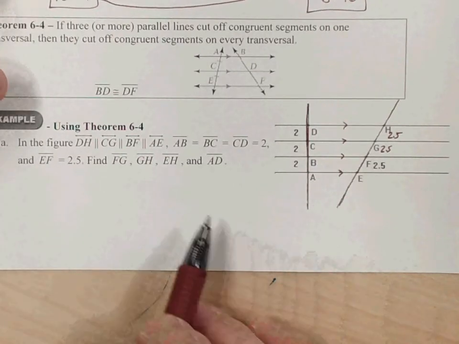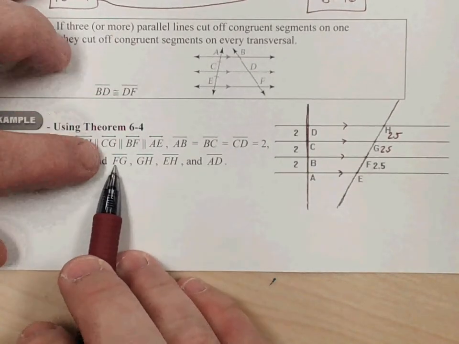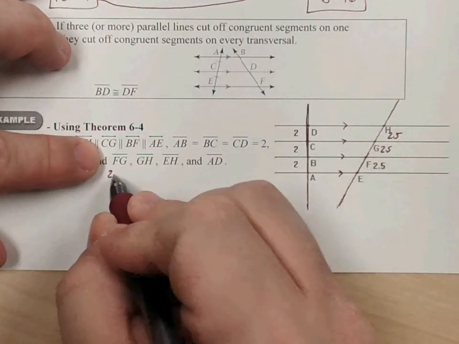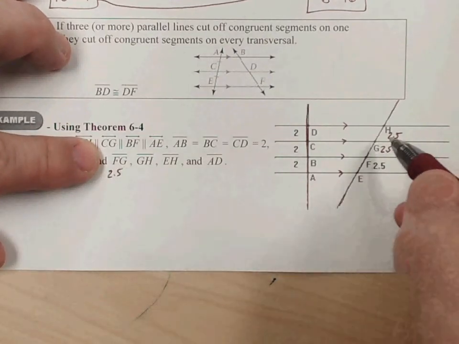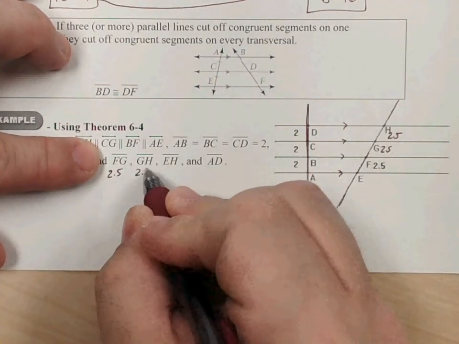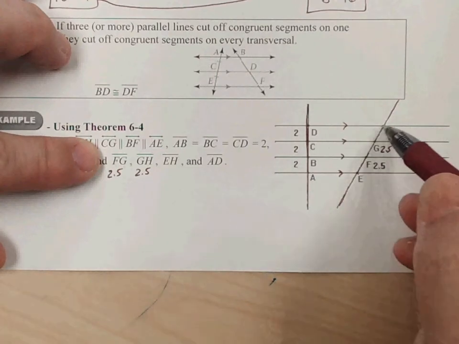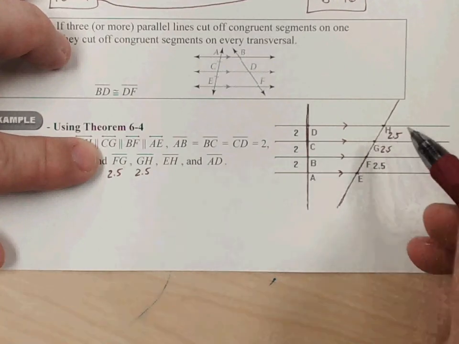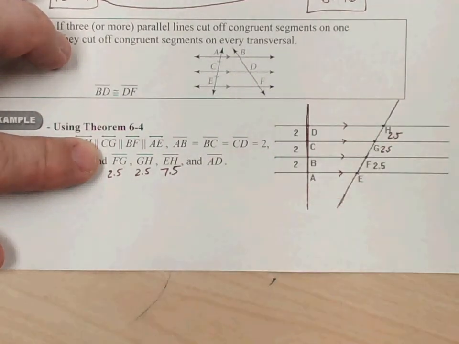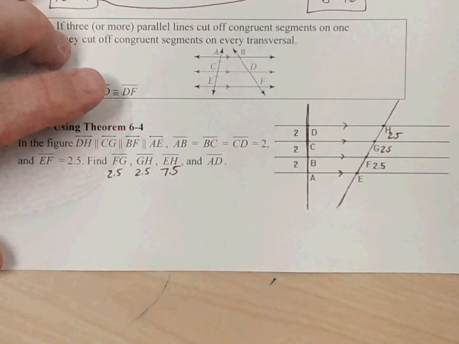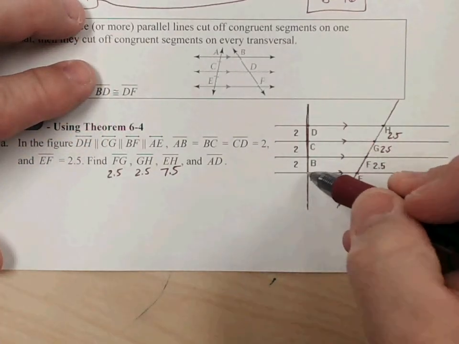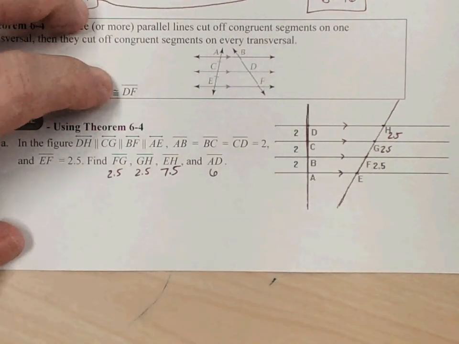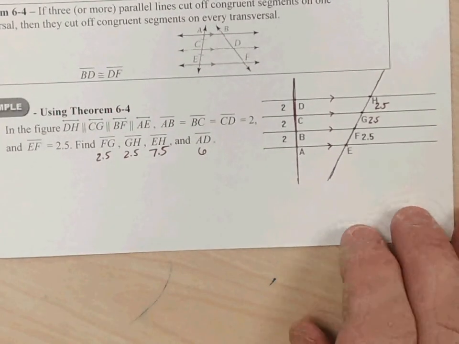So we need to find FG. FG is 2.5. G to H is also 2.5. E to H, so this is 2.5 plus 2.5 plus 2.5, so that should be 7.5. My math is correct. And then A to D is going to be 2 plus 2 plus 2, which is going to be 6 units. Sorry.